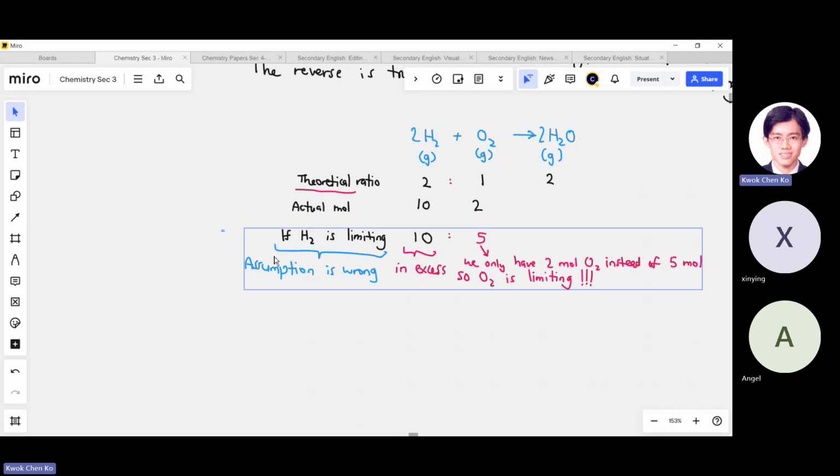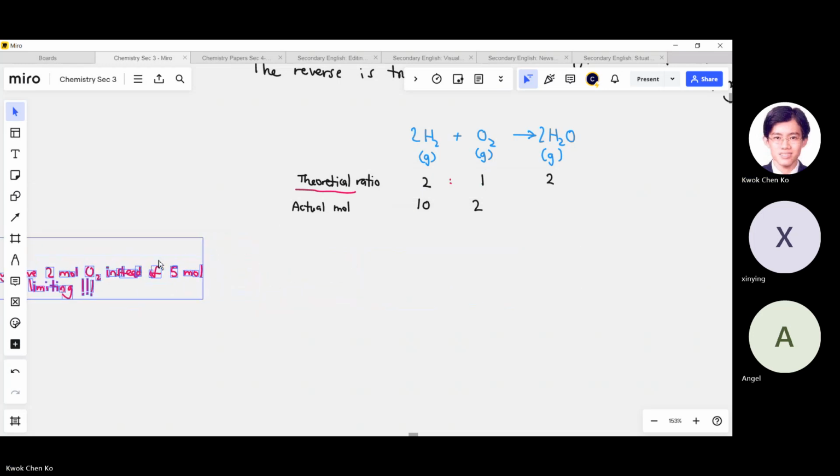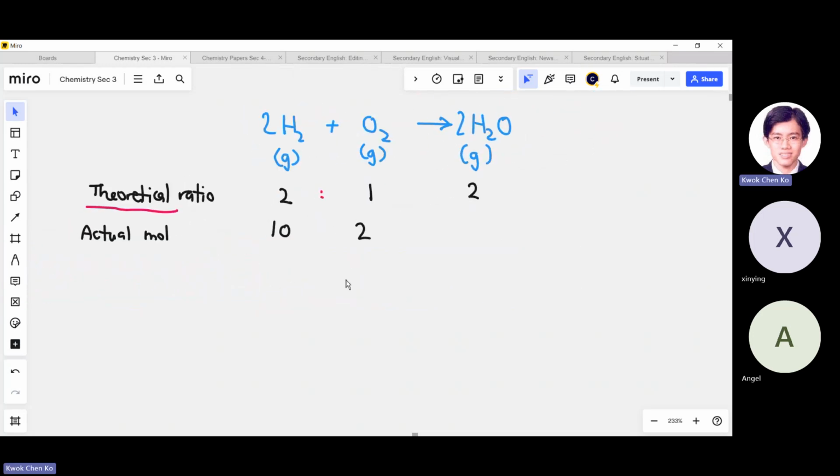Now, what if at the beginning, I'm so smart, I make a correct assumption. Go back here. Theoretical ratio is still 2 is to 1. Actual mole ratio is 10 is to 2. What if I decide to assume this? If O2 is limiting. Yeah, I make this assumption. O2 is limiting. Now remember, O2 is limiting means all the amounts will be fully used up. So 2 moles will be fully used up.